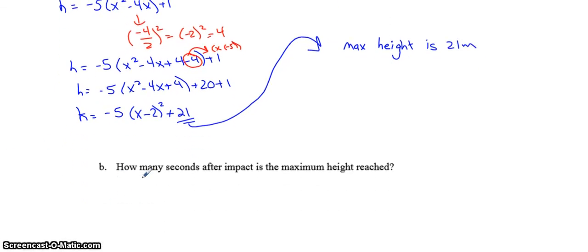Question B says how many seconds after impact is the maximum height reached? So that's now asking for the time, which is this value right there. Because the vertex is at (2, 21). So at 2 seconds, the maximum height is 21.